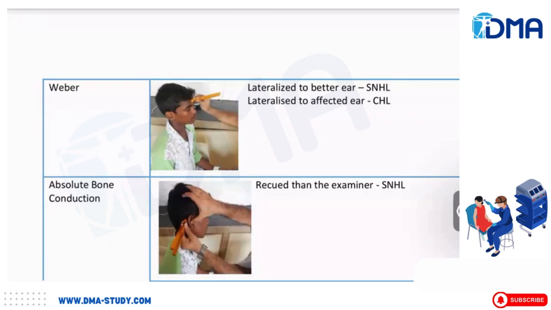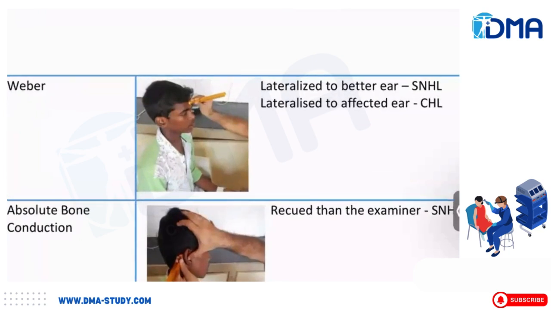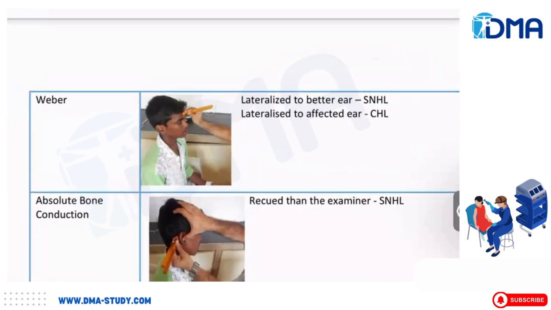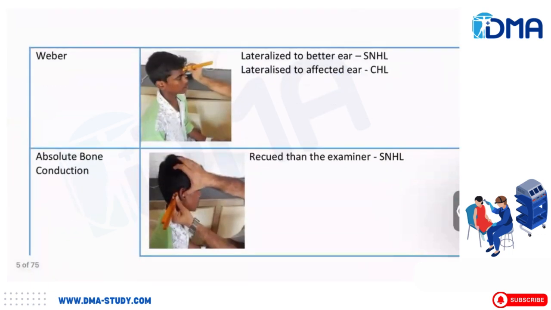So if it is lateralized to the better ear, it is sensory loss. If it is lateralized to the affected ear, it is conductive hearing loss. Okay, very, very important. Then absolute bone conduction.